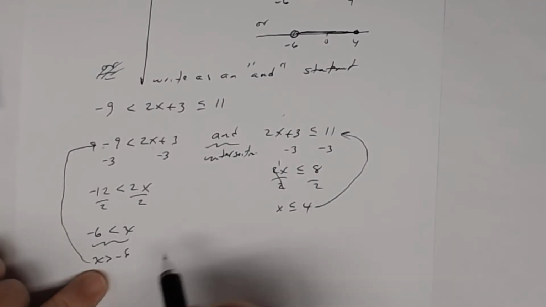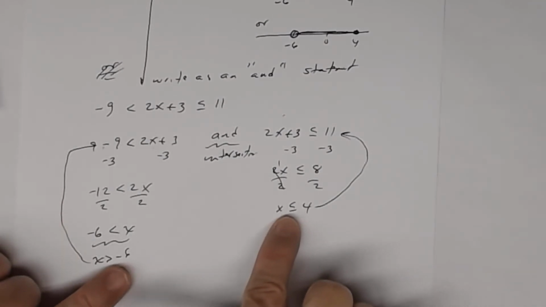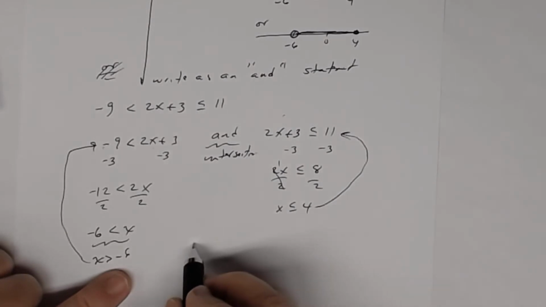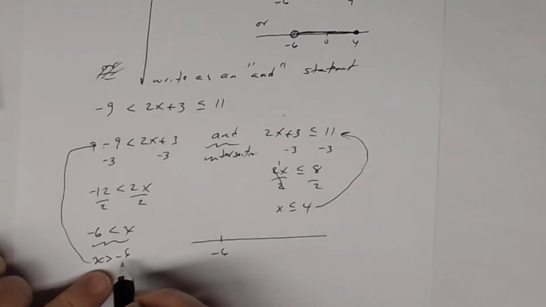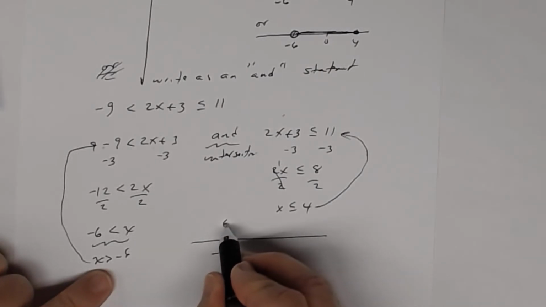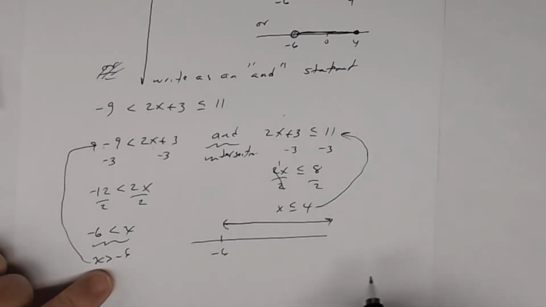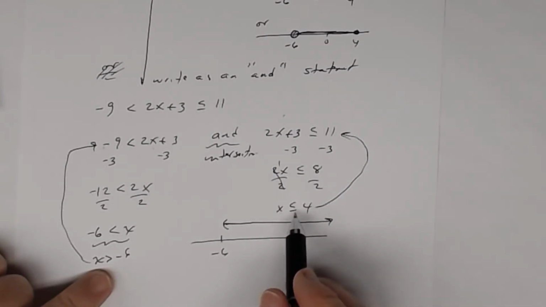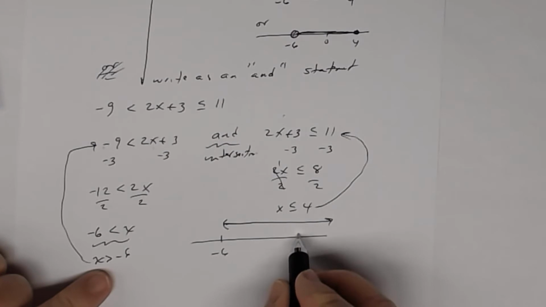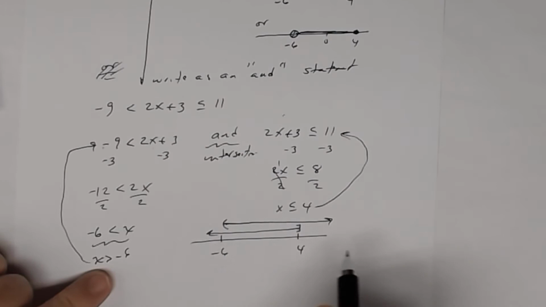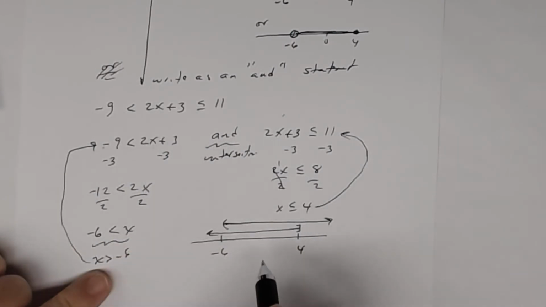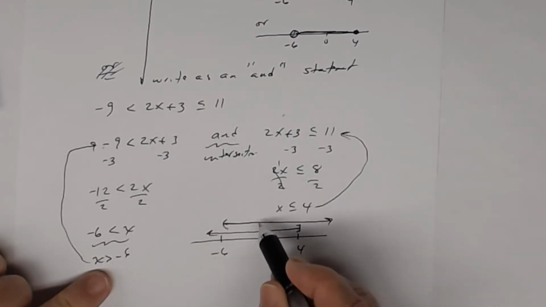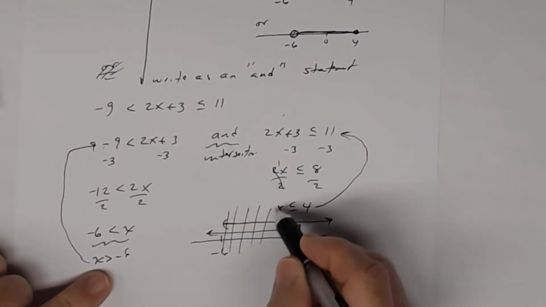So what we've got to do now is look at those two intervals, those two inequalities right here. We're going to put this on the number line. So here's negative 6. So x is greater than negative 6 means this, parentheses going to the right. X is less than or equal to 4, so I'm going to graph that solution. So here's 4, bracket, going to the left, less than or equal to. And so the solution to this compound inequality is the intersection of these two graphs.